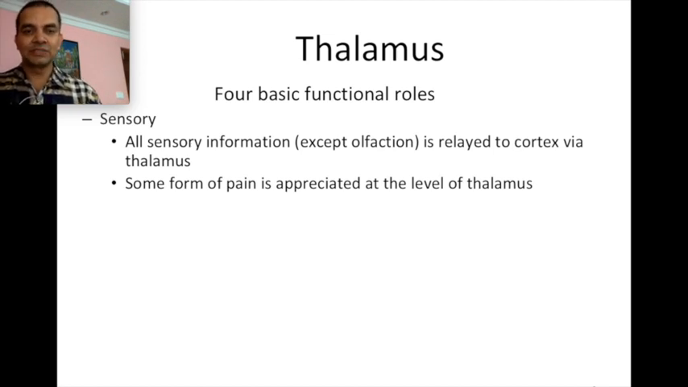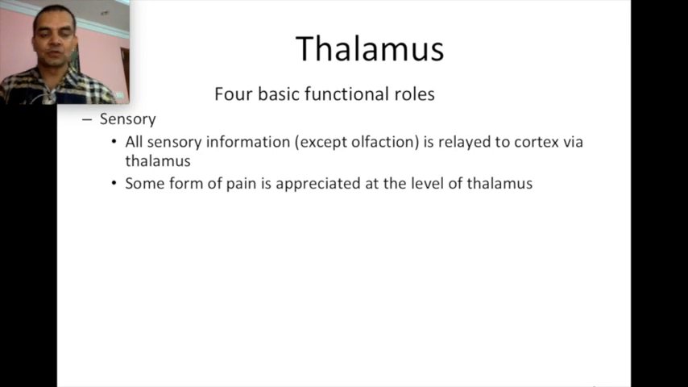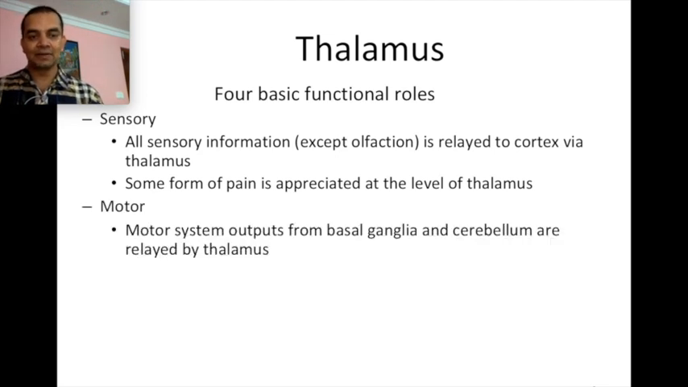If we see the functional role of thalamus, it plays four major roles, the most important one being as a site for sensory relay. All sensory information except olfaction is relayed to cortex by thalamus, and some form of pain is also appreciated at this level.